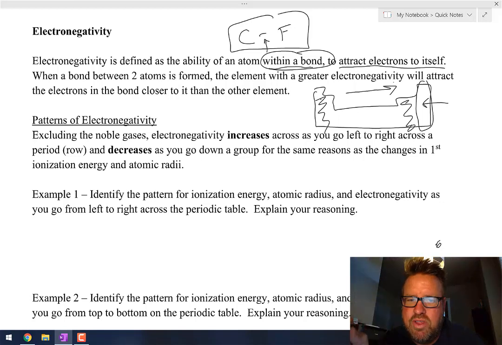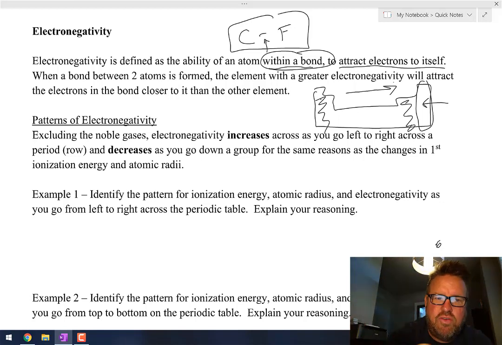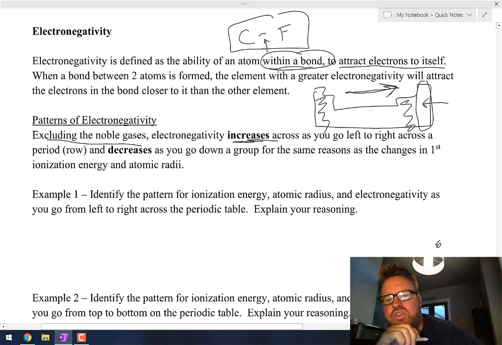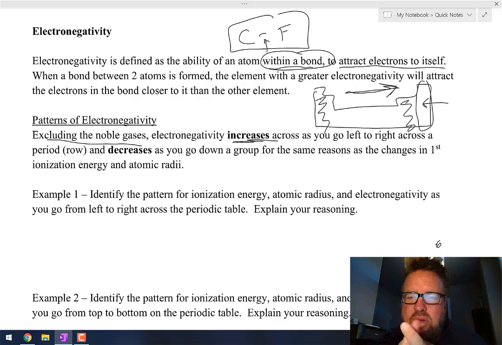Same thing happens with electronegativity. As you go from left to right, notice, excluding the noble gases, electronegativity increases. Same thing as you go left to right, it increases as you go across the periodic table. And why is that? Because, again, the number of protons increases, but the valence electrons occupy that same valence shell.